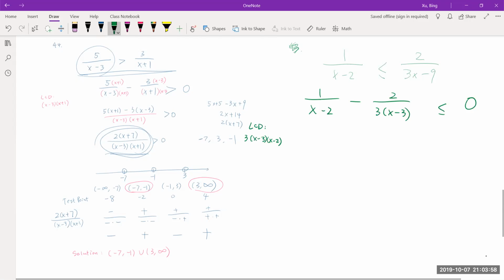All right, so now I need to make the first denominator this common denominator. So it's missing a 3 and x minus 3. So I need to multiply 3 times x minus 3 at the bottom and on top.